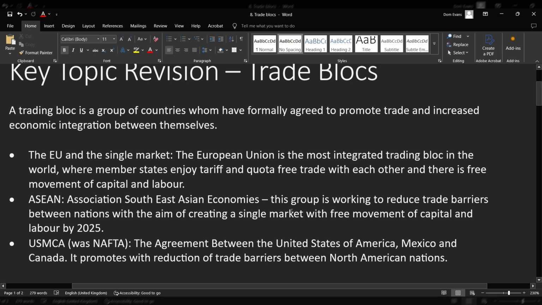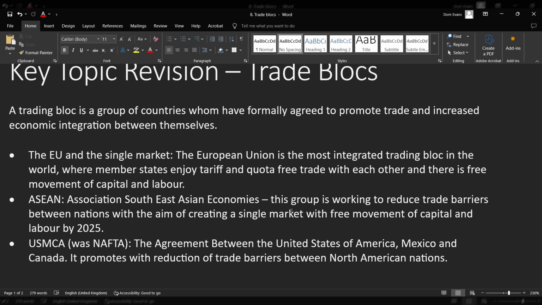So, a few examples. The EU. The EU is the trading bloc that's gone the furthest down this route of reducing trade barriers. So, within the EU so-called single market, there is free trade, free movement of labour and capital, which means not only are there no tariffs and barriers applied to goods moving across borders within the EU, there's also free movement of workers. So a German person can go and work in France without a visa.